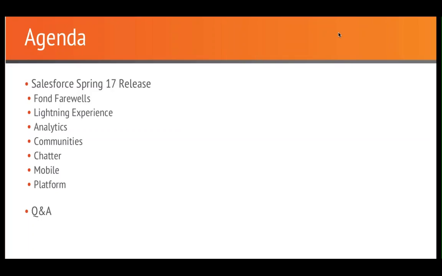So here's the agenda. Keir's going to run through the details of these, but there's some functionality we're saying goodbye to. So that's your fond farewells. There's a lot of new features in the Lightning experience, which he's going to go through. Not much happening in the classic arena anymore. So Keir will run through that. And there you see the rest of the agenda: analytics, some new functionality around management of communities, some updates to Chatter, mobile and platform, and then we'll do questions and answers at the end.